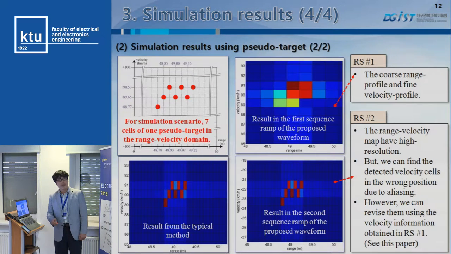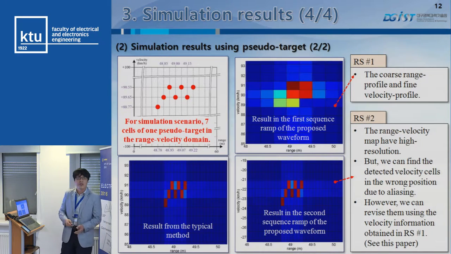But in the second ramp sequence, the range-velocity map has a high resolution, but we can find the detected velocity cells in the wrong position in the velocity domain. This is aliasing, but we can resolve this problem, no problem.